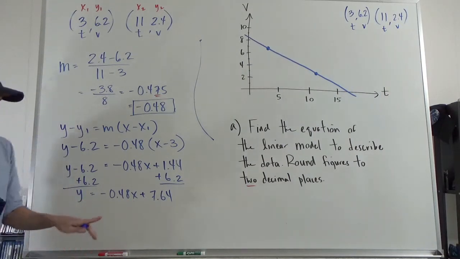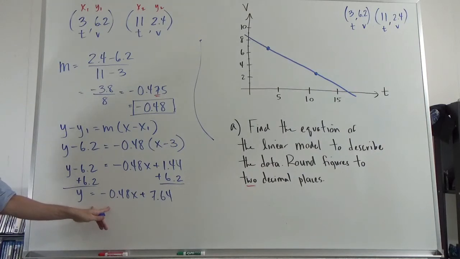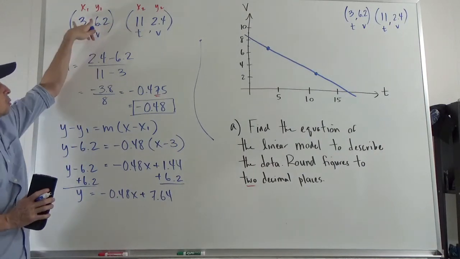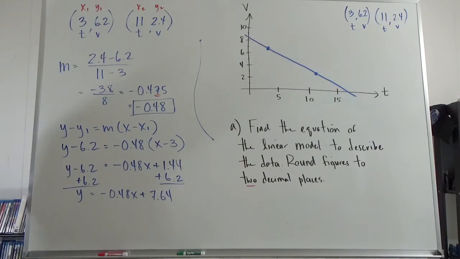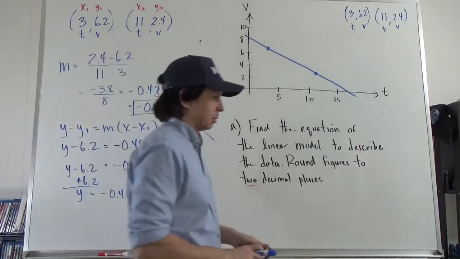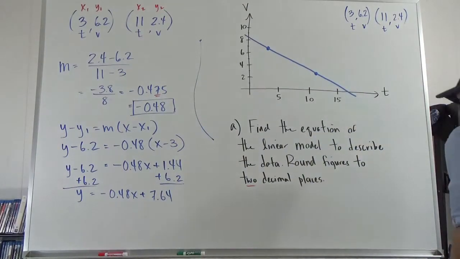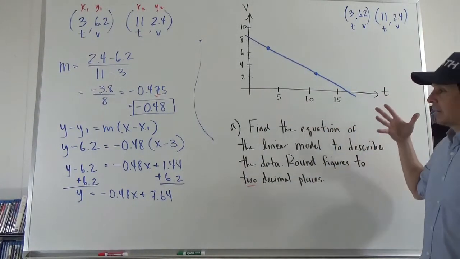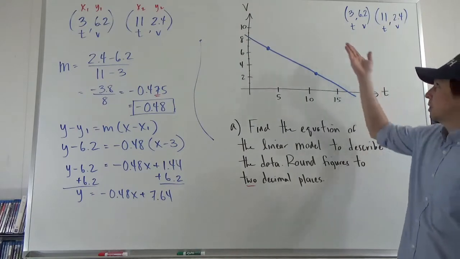Let me double check it. Yeah. That's the equation of the line through these points, x1, y1, x2, y2. Now, you don't get full credit for this because it's technically wrong. Our original problem, and even the graph shows it, does not have an x and y variable. It has a t and a v.